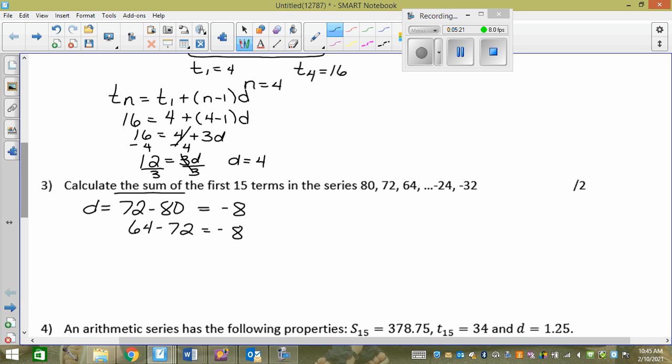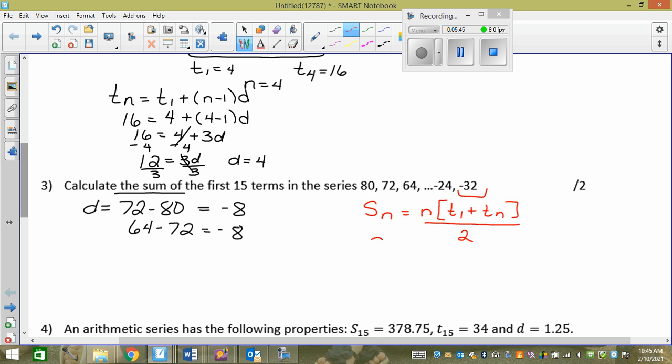Okay. I want the sum. Now, there's 2 formulas for sum. The first formula, when I have the last term, I use it. The second formula, when I don't have the last term. Correct? Did I give you the last term? Yes. I gave you the last term. So I know I'm going to use Sn equals n[(T1 plus Tn) divided by 2].